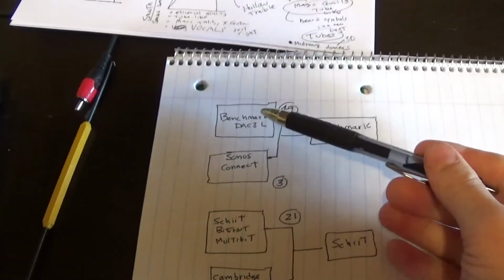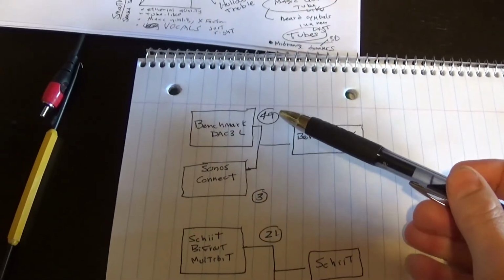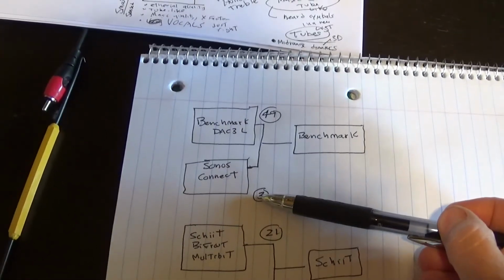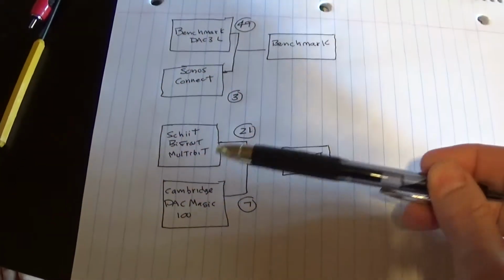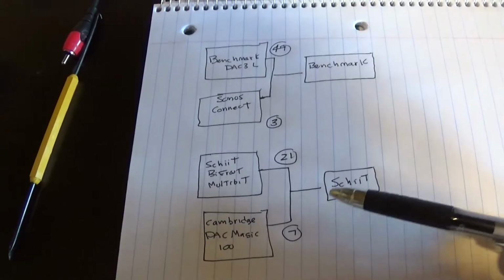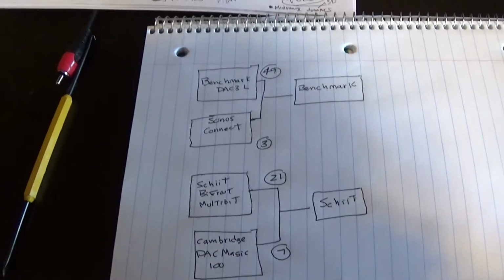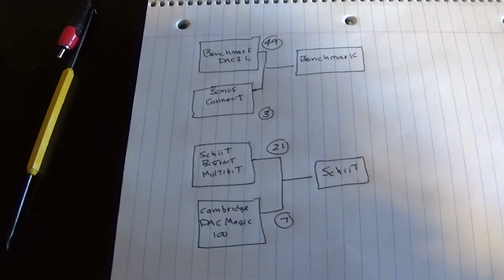We had the Benchmark versus the Sonos. If it was a football game, the score would be 49-3. Benchmark moves on in the rankings, right? We have the Schiit versus the Cambridge. The score was 21-7. The Schiit moves on in the ranks. And there we have it.